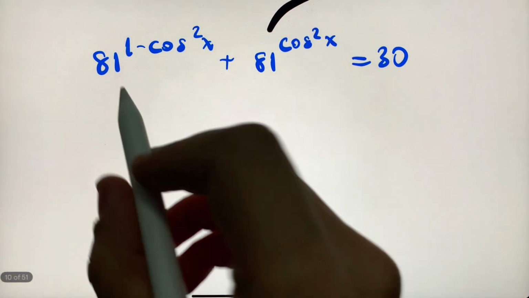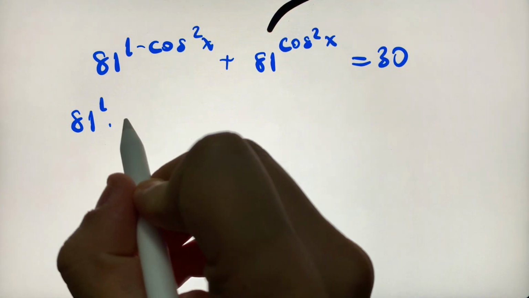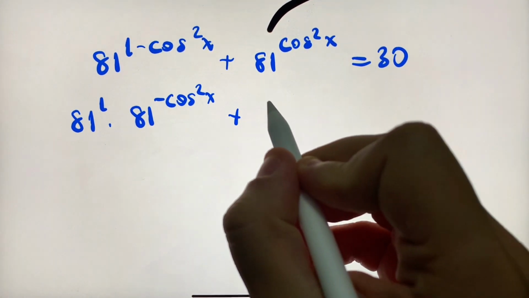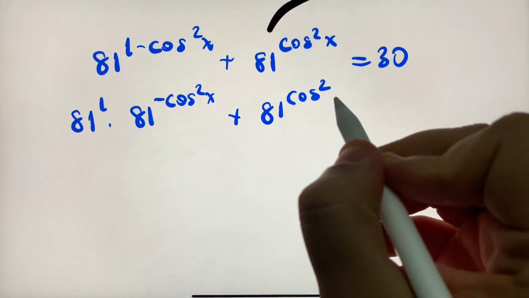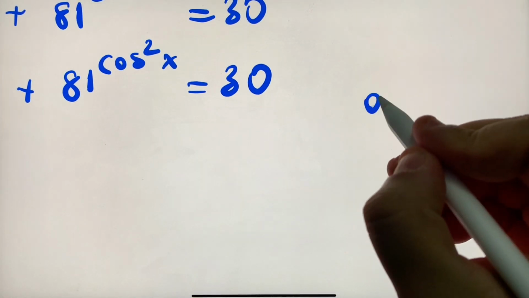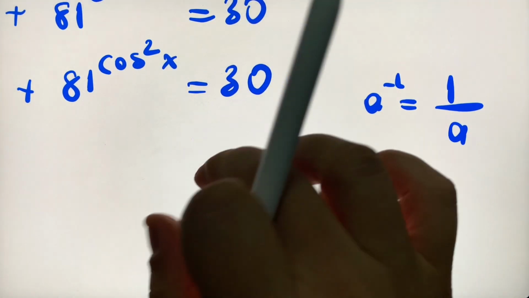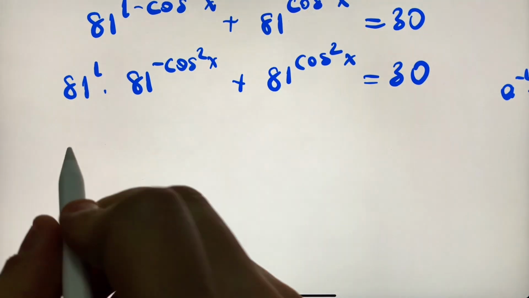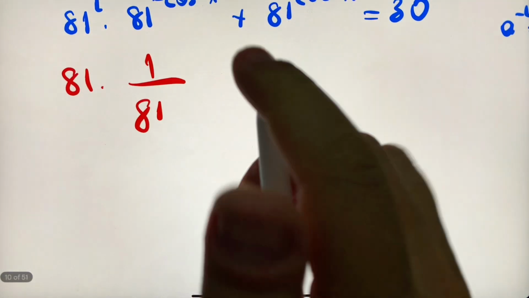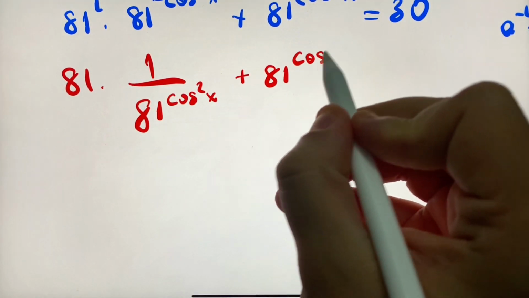I can separate the exponents in this part. 81 to the 1 times 81 to the minus cosine squared x plus 81 to the cosine squared x is equal to 30. We can immediately think of this rule, where a to the minus 1 is equal to 1 over a. Let's apply this in our equation: 81 times 1 over 81 to the cosine squared x plus 81 to the cosine squared x is equal to 30.